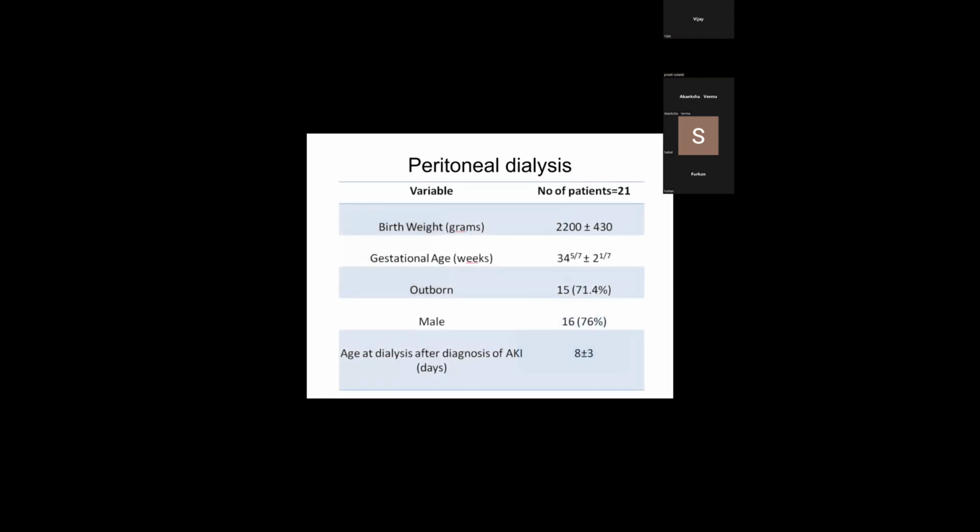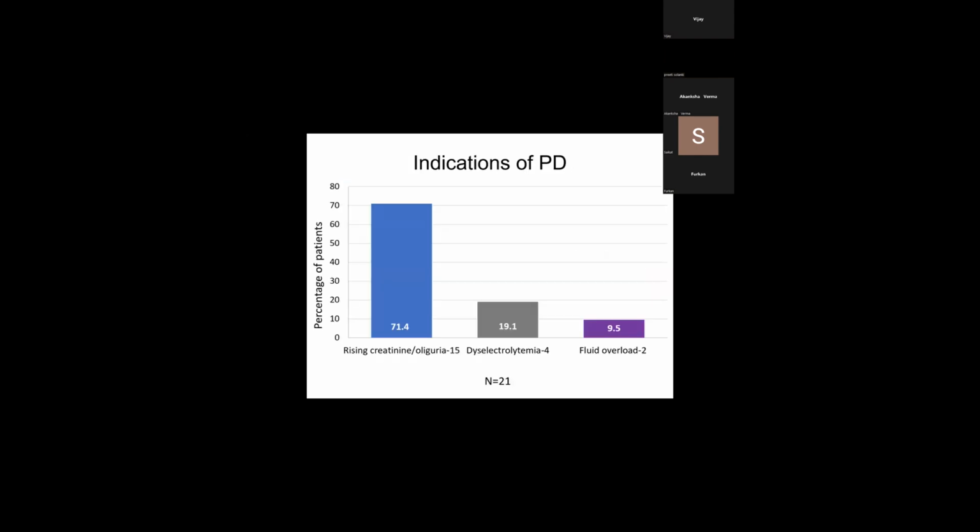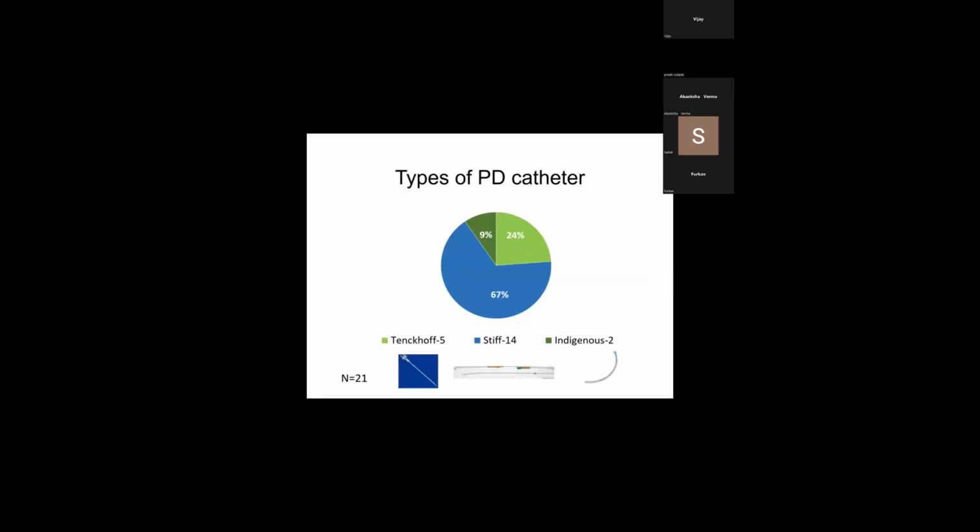Birth weight was 2,200 gram plus minus 430 gram. Gestational age was 34 plus minus 2 weeks. 71.4% were outborn and 76% were male. Age at dialysis after diagnosis of AKI was 8 plus minus 3 days. In our patients, the most common indication of peritoneal dialysis in 71.4% was rising creatinine and oliguria. Hyperkalemia was there in 90.1% of patients, and fluid overload was present in 9.5% of patients.